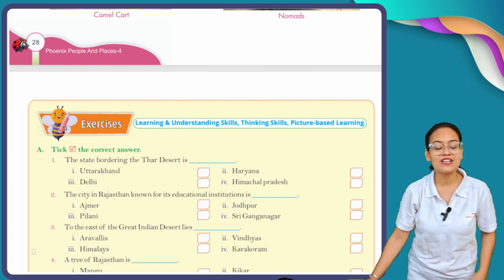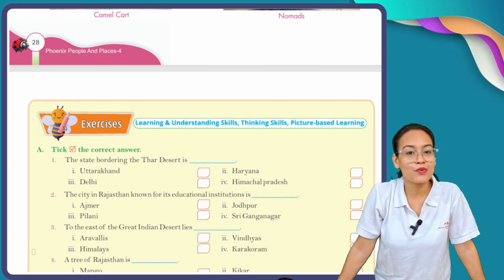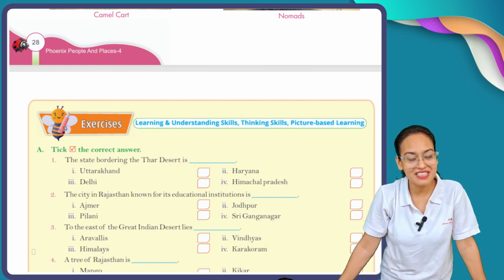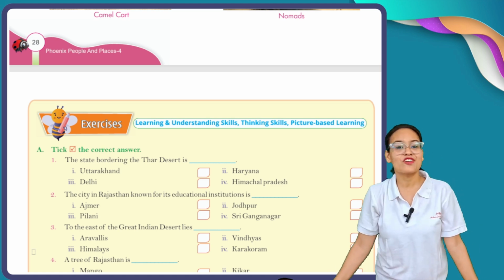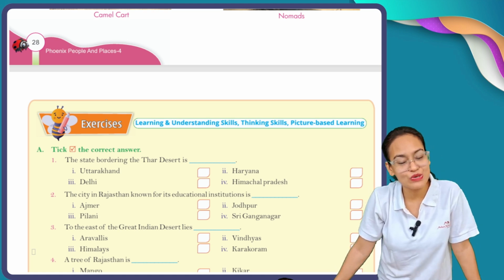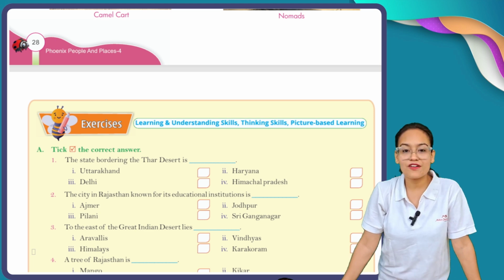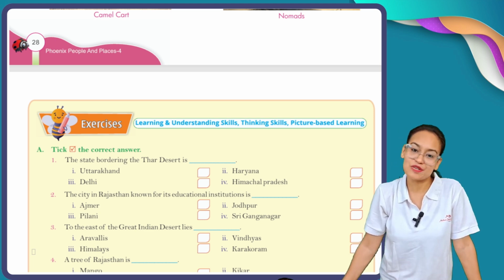So my dear students, this is all about our great Indian desert, our Thar desert. Now my work is finished, and now your work has started. Go thoroughly through this chapter and complete the exercise based on this chapter.